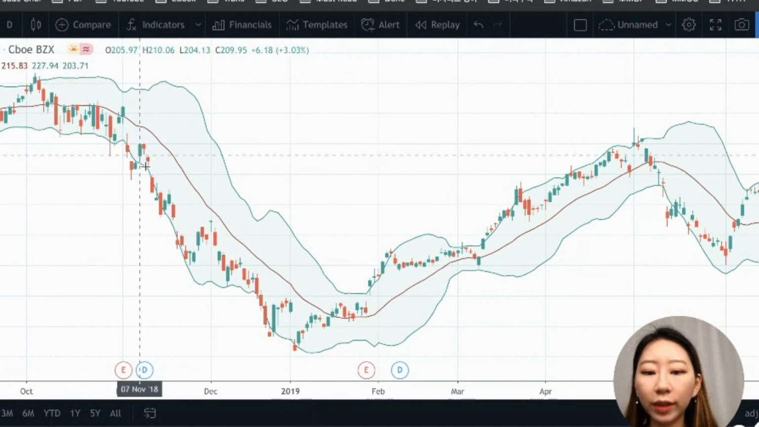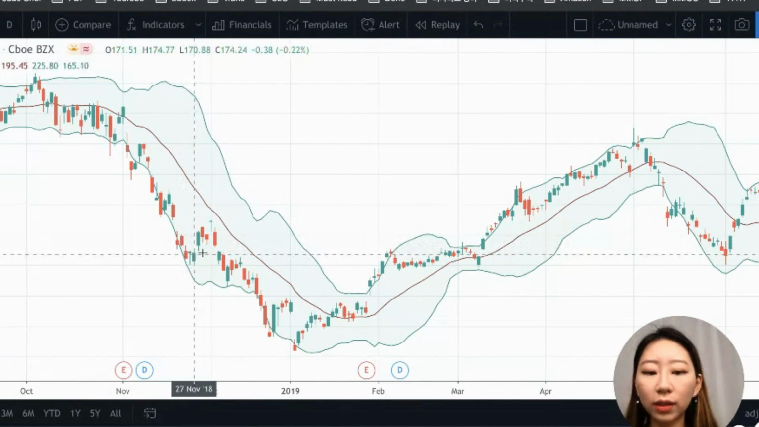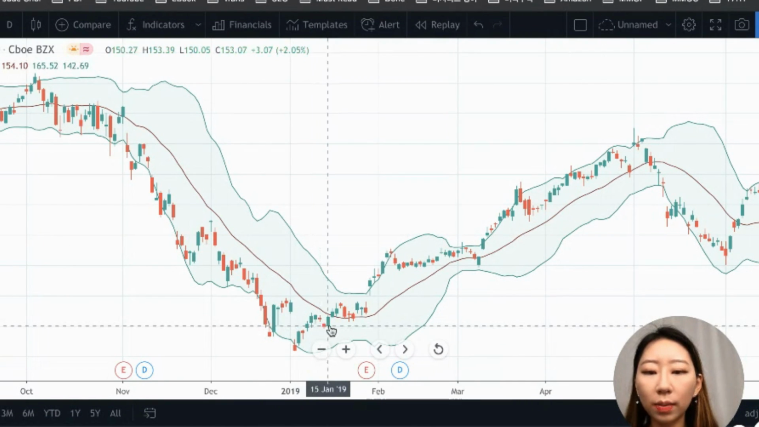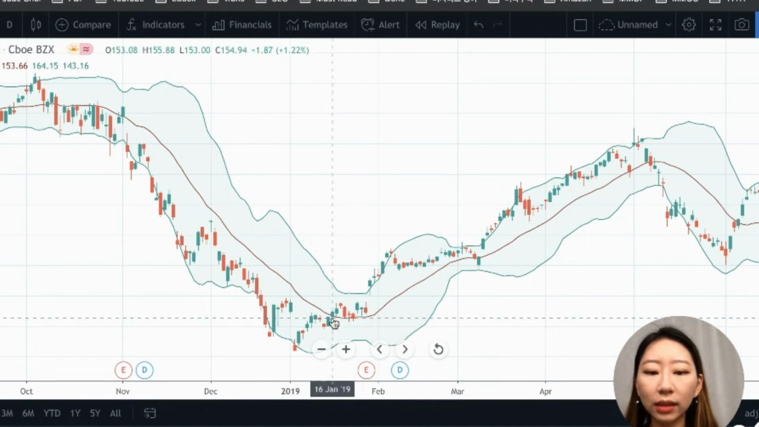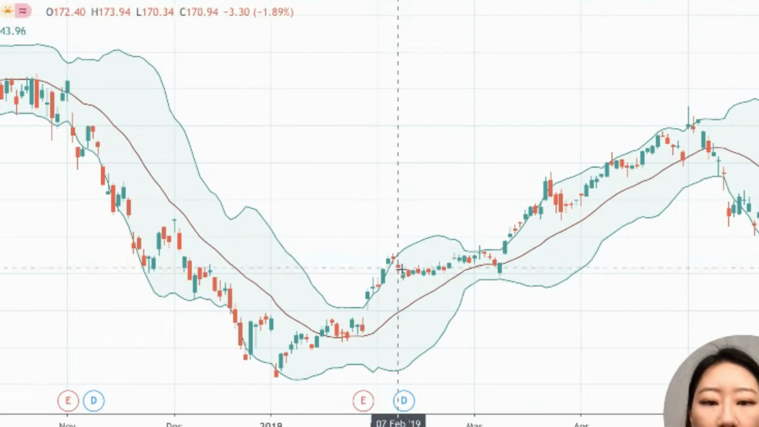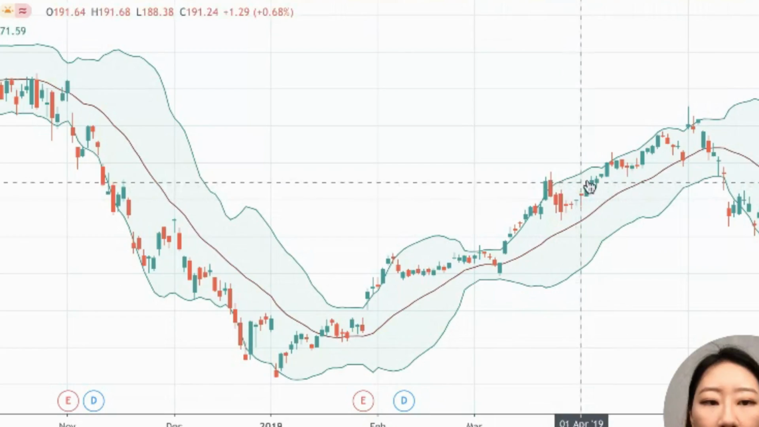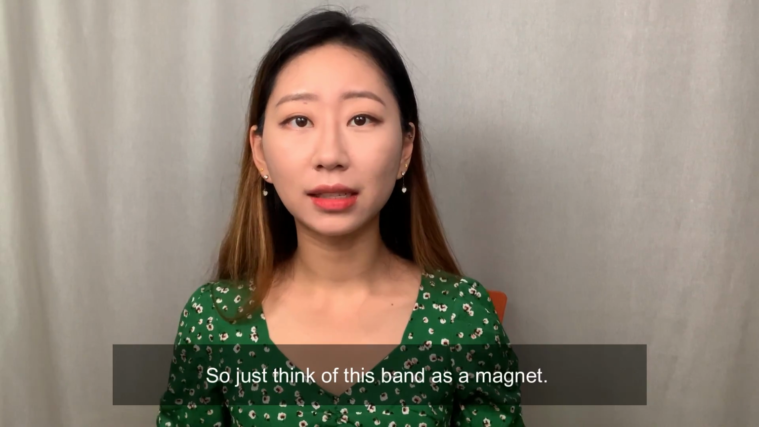So when they are moving in downtrends closer to the lower band, and when they go up and break this middle band, now it moves closer to the upper band and the price starts to increase. So just think of this band as a magnet.